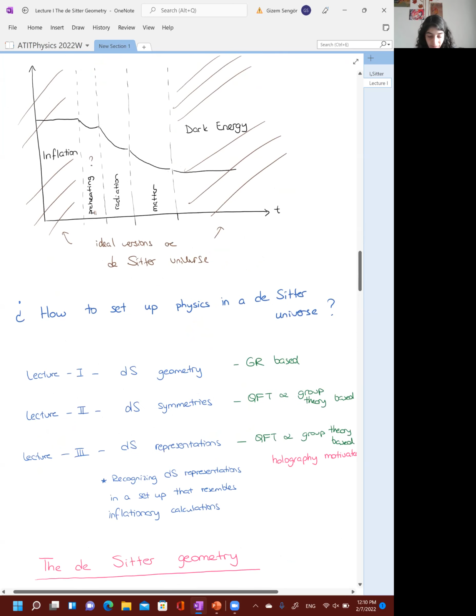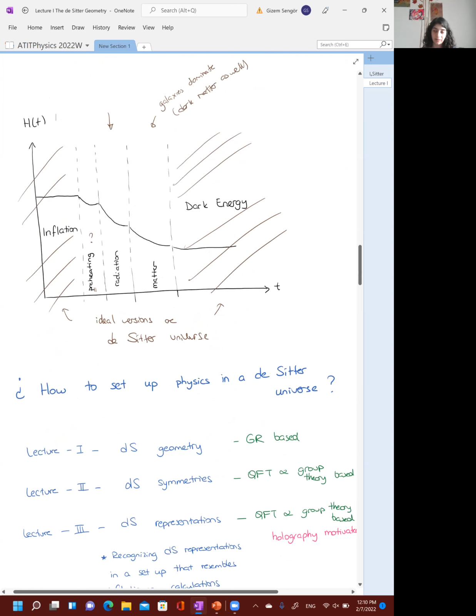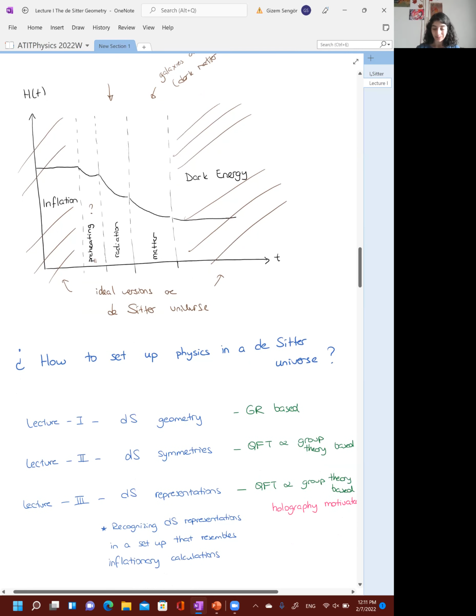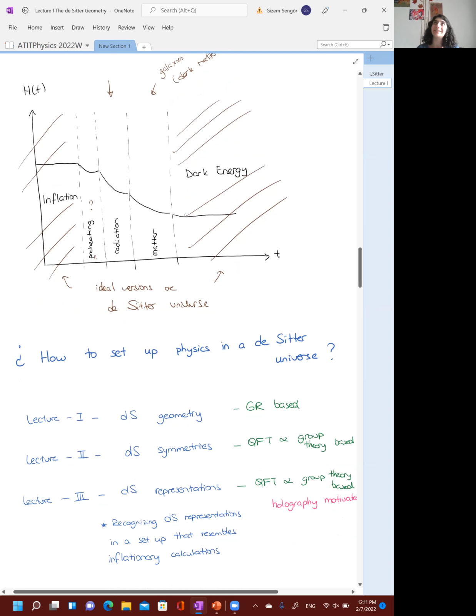But with this motivation that we do have de Sitter-like epochs in the history of our universe, this is very physical. Even though the de Sitter version is an ideal version, it is something to take into account. The big question we are faced with is how to set up physics in a de Sitter universe. Now, this is a graduate friendly series.